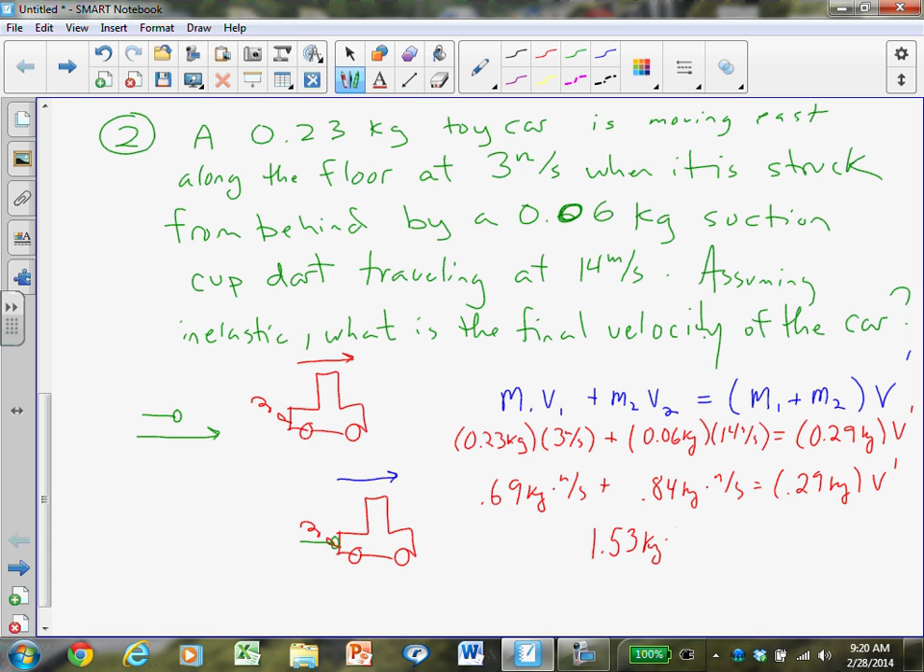Kilograms times meters per second equals 0.29 kilograms v prime. Divide 1.53 by 0.29, 5.3 meters per second. So the car increased its speed, didn't it?